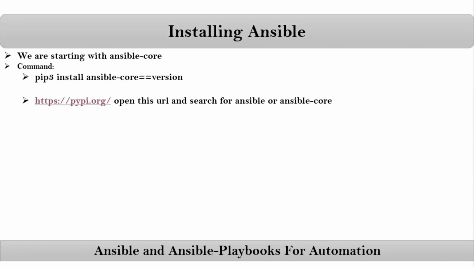Here, you can get your required version for your Ansible core or Ansible community from the official documentation of Ansible, that is docs.ansible.com, or simply open this website. From there also you can navigate to the official documentation. Let me open this link.